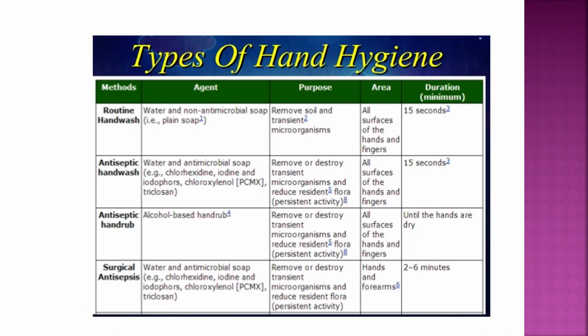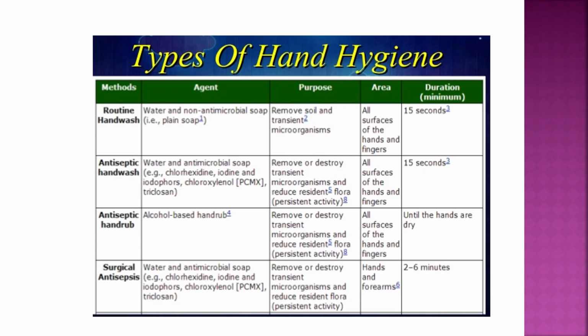So this chart shows the types of hand hygiene, which agents we use, what is the purpose, area and duration. So routine hand wash, the first one. In that we usually use soap and water. Purpose is to remove soil and transient microorganisms. The area used is hands and fingers. And then duration is minimum 15 seconds.